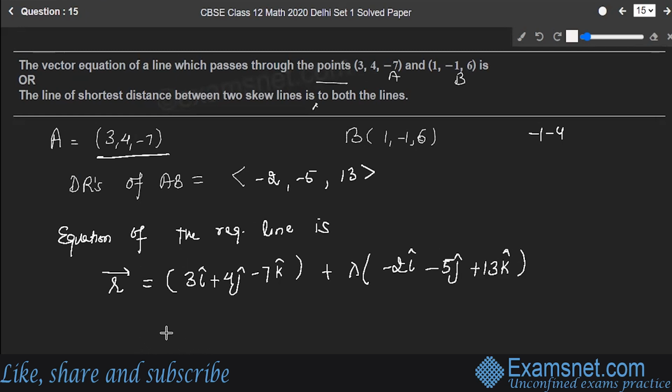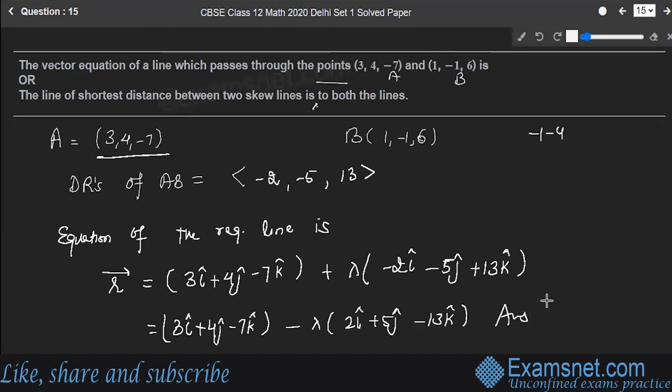Fine. So this is the answer to the question, right? What I will do is, 3i plus 4j minus 7k, I'll take the minus outside. So this will be minus lambda 2i plus 5j minus 13k. So this is the answer to the first part of the question. Hope you understood that.